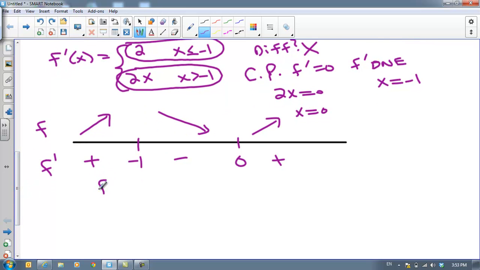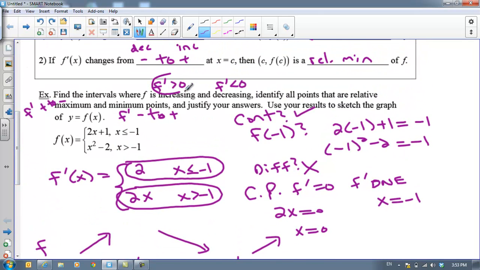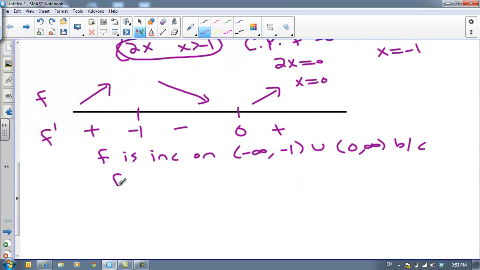Let's say that f is increasing on the interval negative infinity to negative 1, also from 0 to infinity, because, what is my because? I've got it right up here. This is my because for increasing. Because f prime is positive on those intervals.